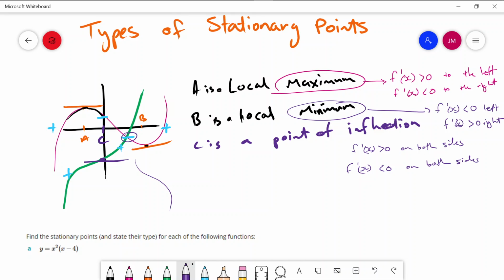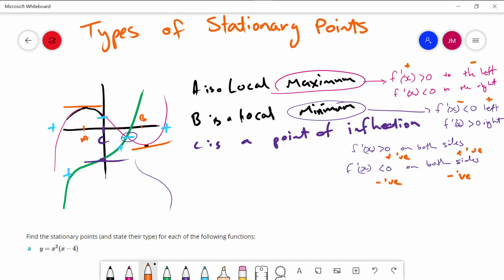Now, if you want to use the plus or minus signs, and positive, negative, you can. So in this case, we're saying negative, negative. Here we're saying positive, positive. And up here we're saying positive, negative. And then for the minimum, we'd say negative to positive.